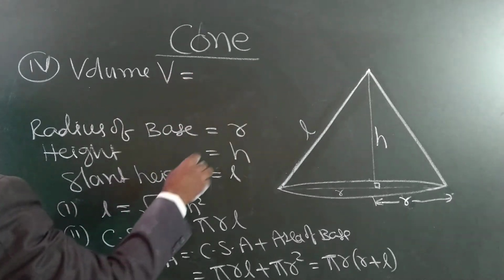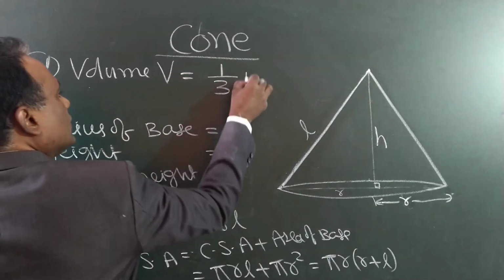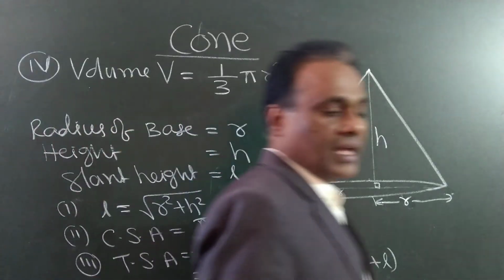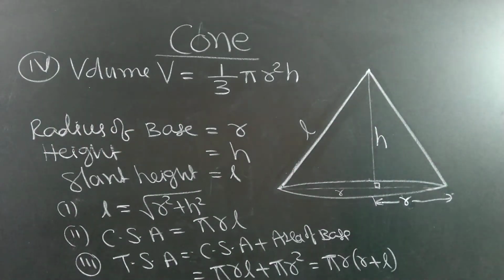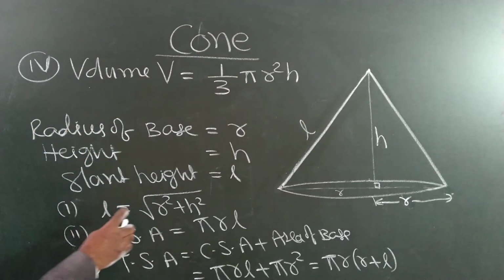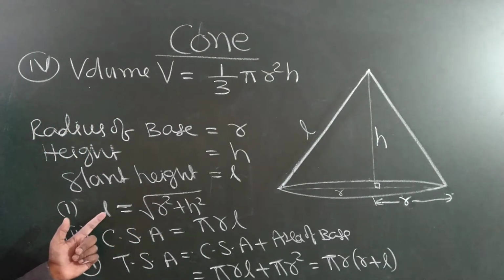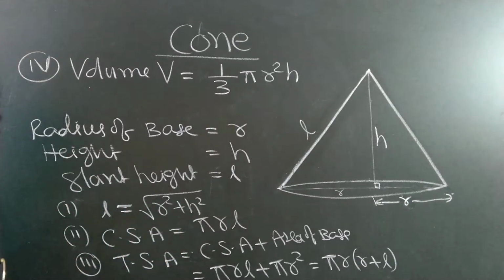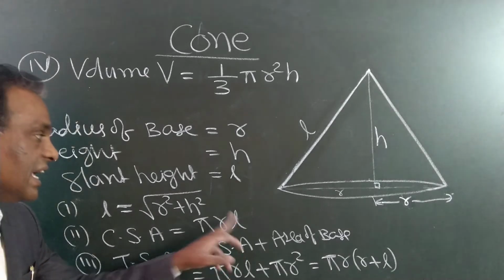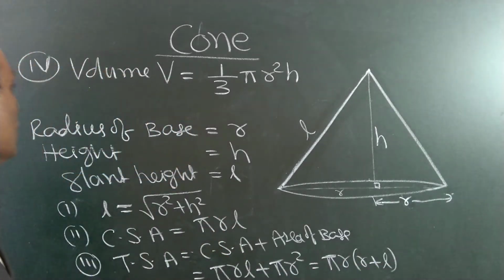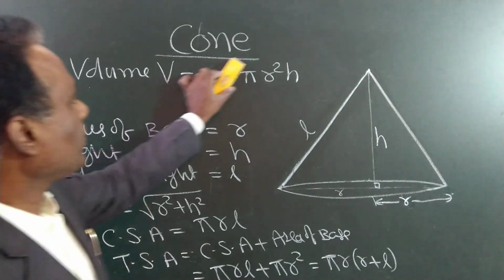Volume of the cone formula is 1 by 3 pi r square h. Write down these three formulas. Actually, this is only a relation, not a formula. Or if you take it as a formula, there will be four formulas. L is equal to root of r square plus h square, one formula. Curved surface area formula is pi r L. Total surface area is pi r into r plus L. So volume formula is 1 by 3 pi r square h.